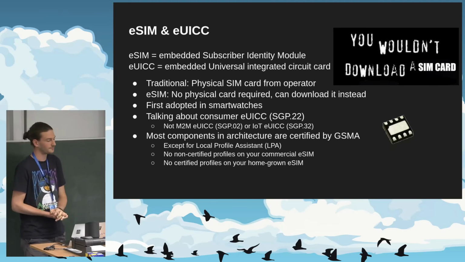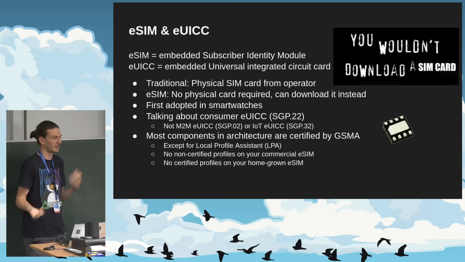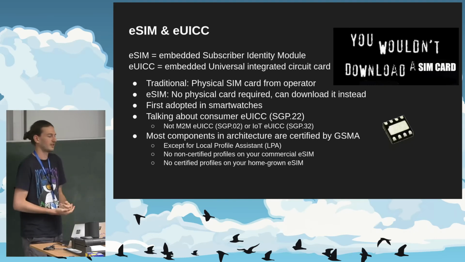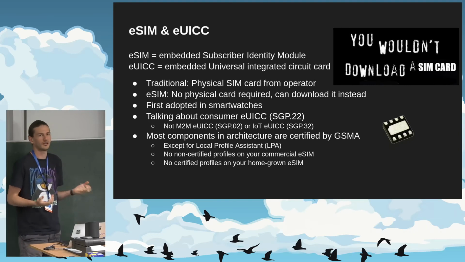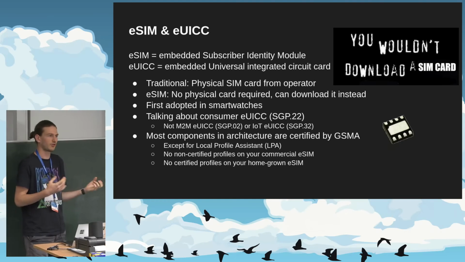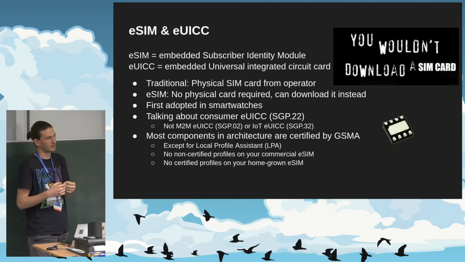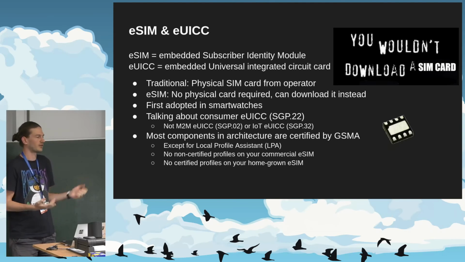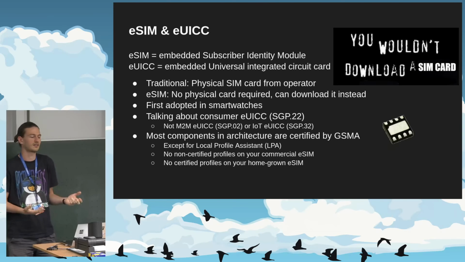Traditionally, you get a SIM card from your operator. You buy it in the mail or get it in the store, and then you put it into the phone and it works. With eSIM, no physical card at all is required. You can just download essentially the same information that's on the card onto a chip in your phone instead. And after you've downloaded and enabled it, it works exactly the same way.